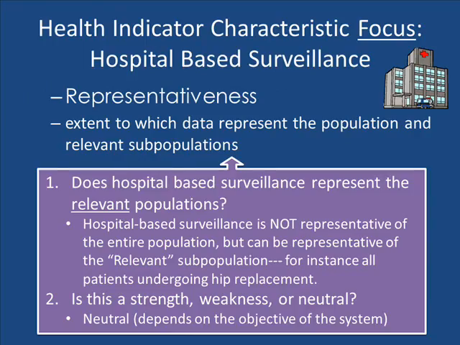Slide 50. Does hospital-based surveillance represent the relevant populations? Hospital-based surveillance is not representative of the entire population, but can be representative of the relevant subpopulation, for instance, all patients undergoing hip replacement. Is this a strength, weakness, or neutral? Neutral, depends on the objective of the system.